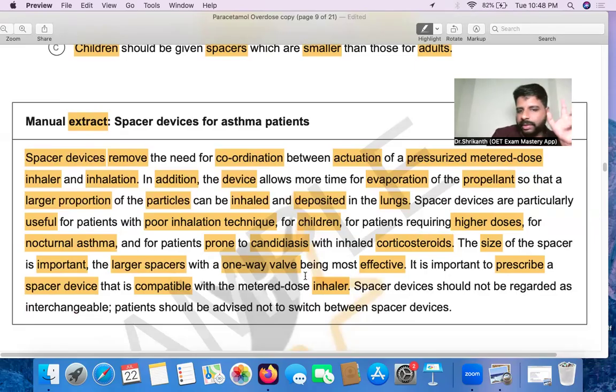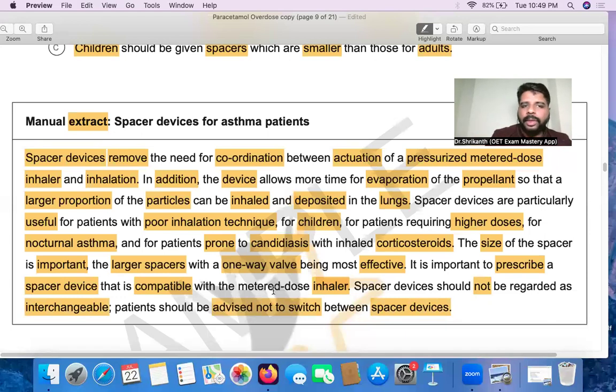That is why reading the question is very important. If you read the questions first and the answer options, you will be able to identify what sentences are distracting you. So these are all distractors. Nothing is related to the answer options. Now let's read the last sentence. Spacer devices should not be regarded as interchangeable. That means we must not interchange the usage. Patients should be advised not to switch between spacer devices. Switch means what? Keep on changing. That is, on Monday use this, Tuesday use another spacer device, Wednesday use another spacer device. So like that, you must not switch. That is not a very good idea. That is what we are talking about over here.